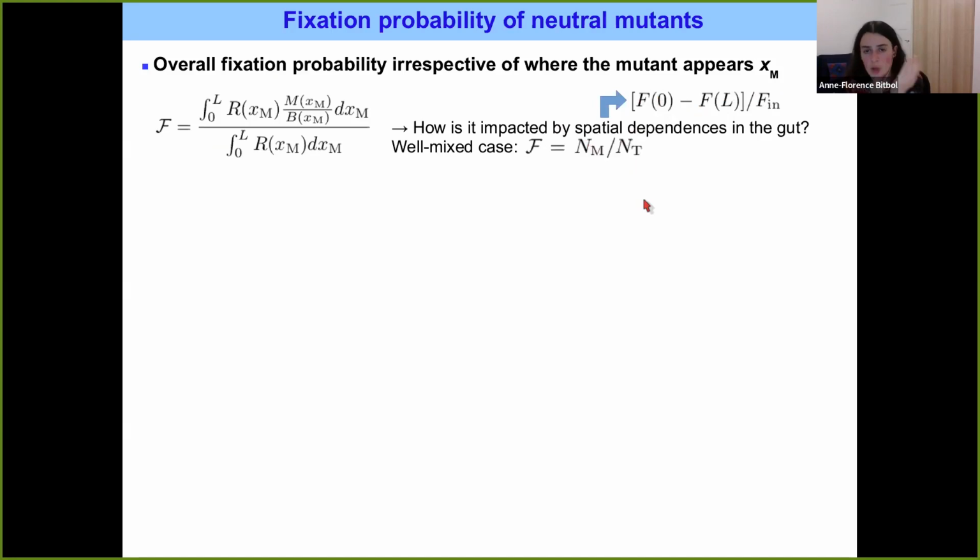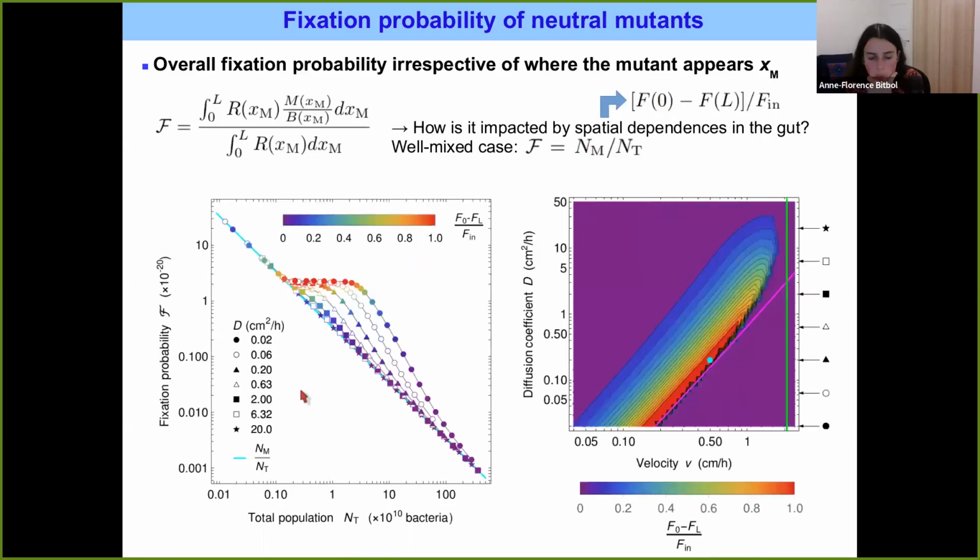Okay, so let me show you the results from our numerical resolution. You can see here fixation probability versus total population. And this cyan line corresponds to the expectation in the well-mixed case. It's NM/NT. And the markers correspond to the results in our simple model of the gut. And you can see here that we have a strong deviation from the line in some regime of the parameters.